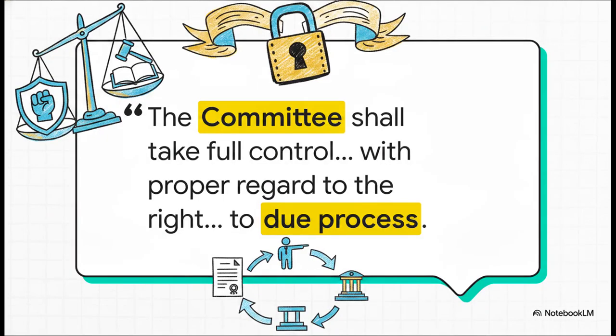Which brings us to the ultimate thesis of Section 27, and really, this entire process. DepEd Order No. 49 is a deliberate, careful balancing act. It requires taking firm control to enforce discipline, but always, and I mean always, with proper regard to the fundamental rights and due process of the parties involved.